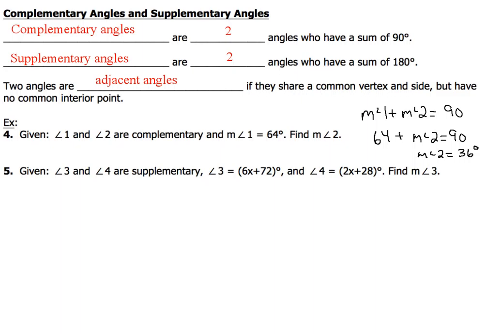Next, we're told that the measure of angle 1 equals 64 degrees, so we're just going to substitute. The measure of angle 1 is going to go out and 64 is going to go in its place. So then we'll have the line 64 plus measure of angle 2 equals 90. Then we'll use our subtraction property of equality to determine the measure of angle 2 to be 36 degrees.